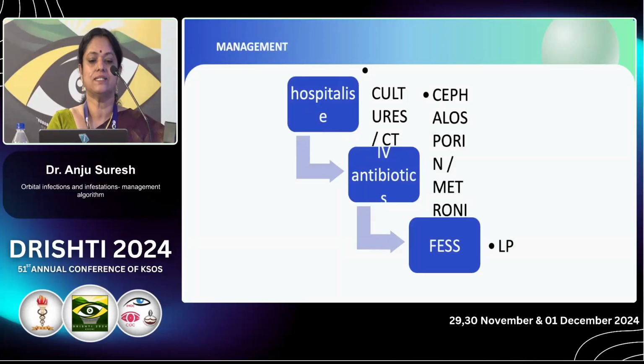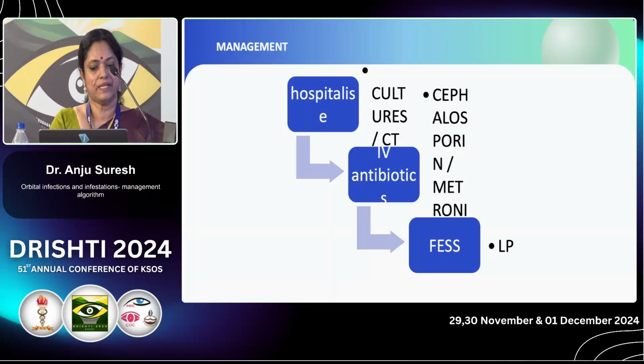And how will you manage? Orbital cellulitis should be managed as an emergency. Hospitalize the patient immediately. Send for cultures, blood cultures, and an immediate CT, preferably contrast enhanced. And start on broad spectrum antibiotics like third generation cephalosporins. If it does not respond within 2 days, start on metronidazole and a low dose amikacin also.